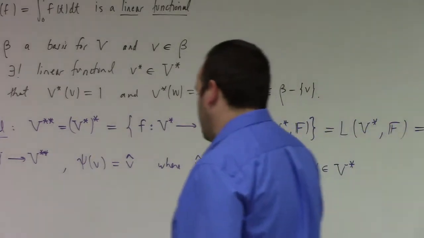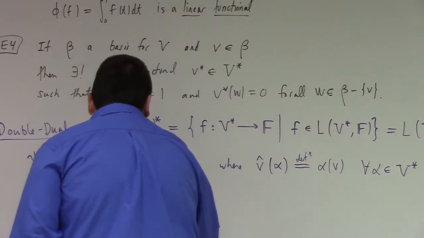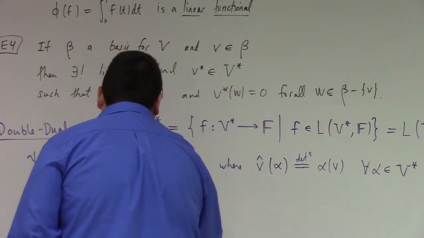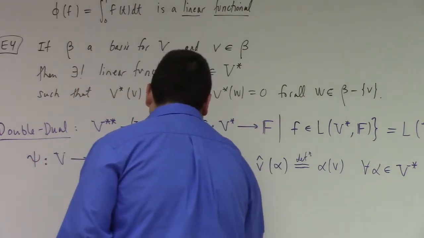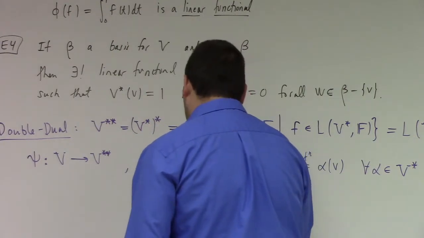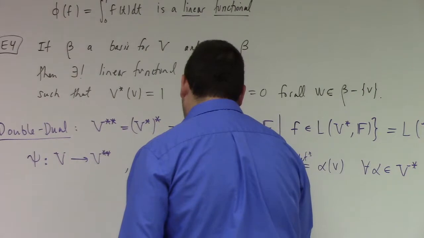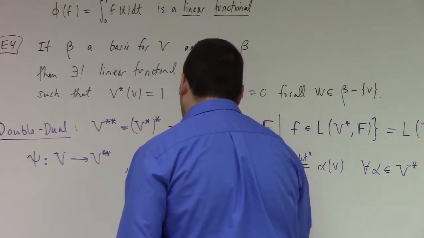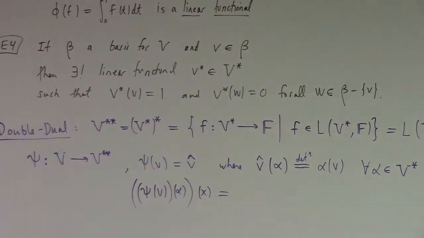So to be more obnoxious about this, the specific definition is psi of v of alpha is equal to, what is it? I think I've made a mess now. Why did I do that? I already have given you the definition. Why am I making it worse?